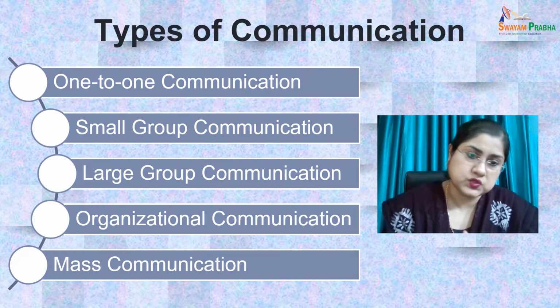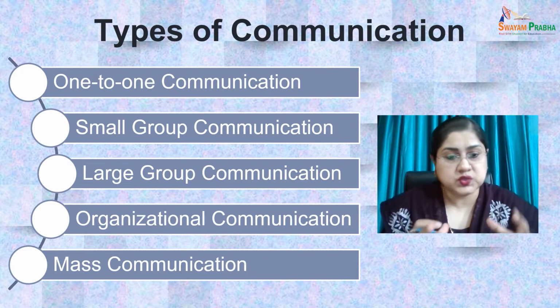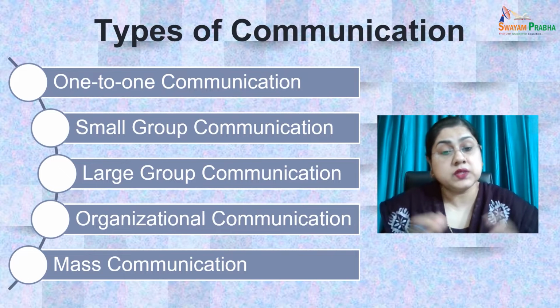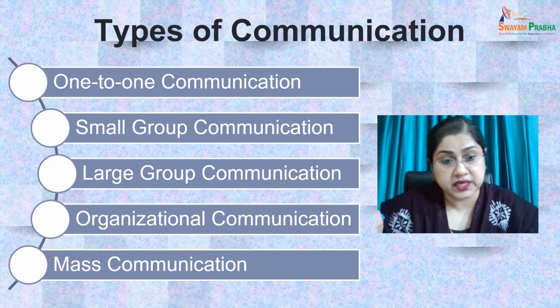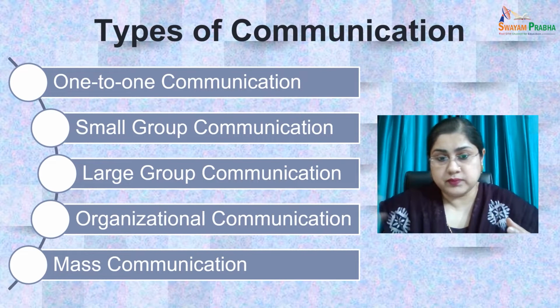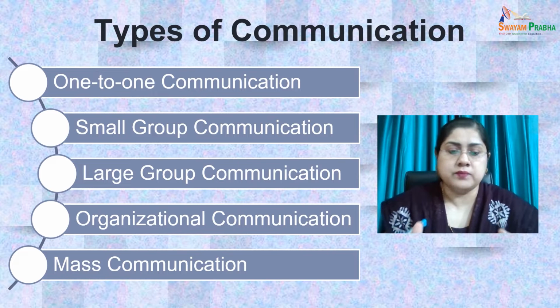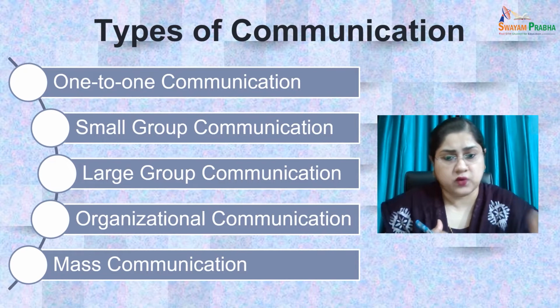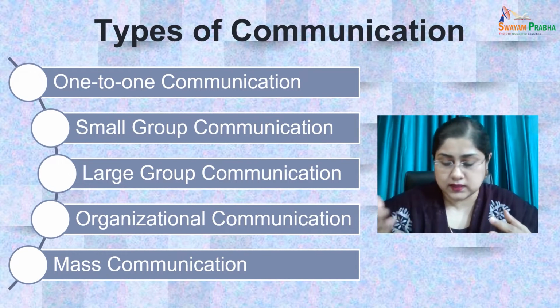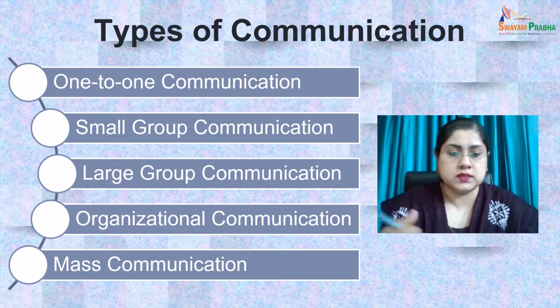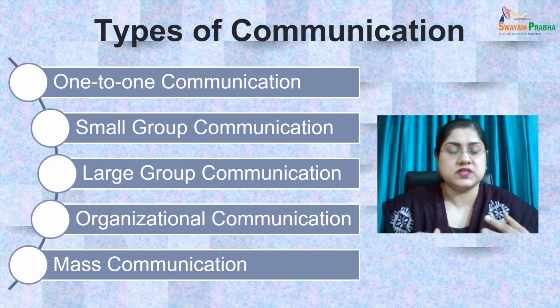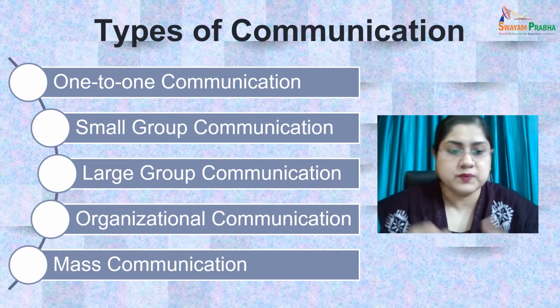What do we mean by one-to-one communication? Basically, one-to-one communication takes place between two individuals. Most of our day-to-day informal and formal communications which occur in daily life can be categorized under this form. We can cite an example when a father is talking to his son or daughter, or maybe a teacher is talking to one of the students. So this is one sort of communication which can be considered as one-to-one communication.